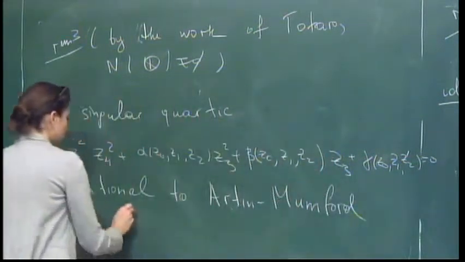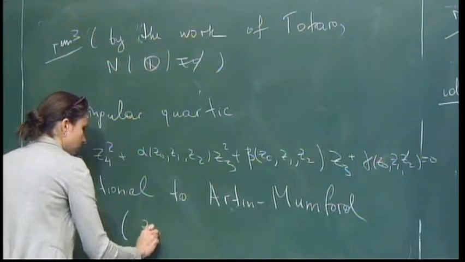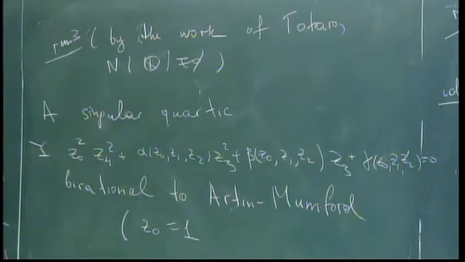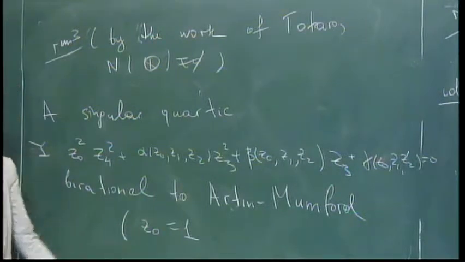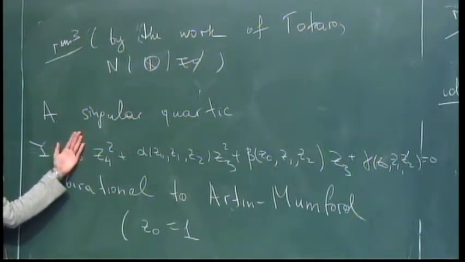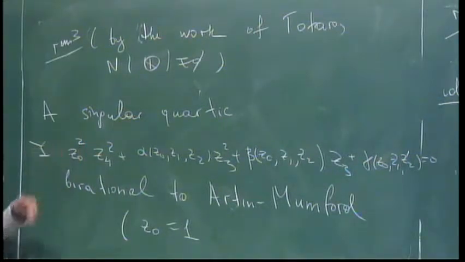Just take an open Z0 equals 1. I mean, here the coordinates are homogeneous, so it corresponds to Z0 non-zero. Once you put this, you realize that it is precisely the same as an open of the Artin-Mumford example. Okay?